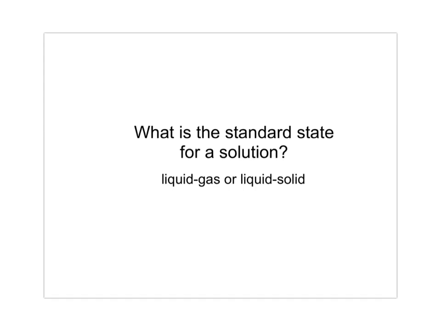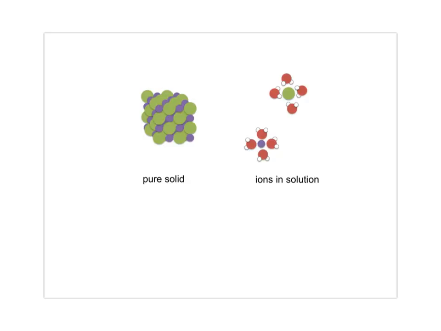When our solution consists of a gas or a solid dissolved in a liquid, we're going to need to treat the solute separately from the solvent. So it will be important to understand what a good reference state or standard state for the solute in these types of solutions is. As an example of a solution consisting of a solid dissolved into solution, let's consider a pure ionic solid dissolved into water.